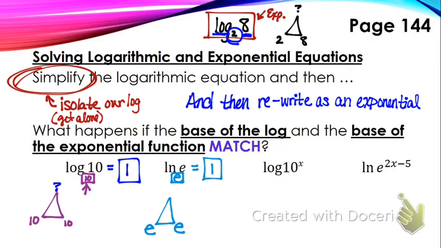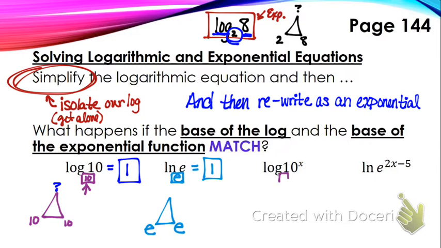So what happens when the base of the log and the argument match? It simplifies to 1. When the base of my log and the base of my exponential function match, those two things are going to simplify to be 1. All right, let's kick it up just a little bit. These last two right here, similar to the first two.